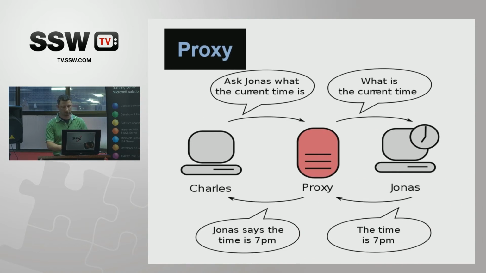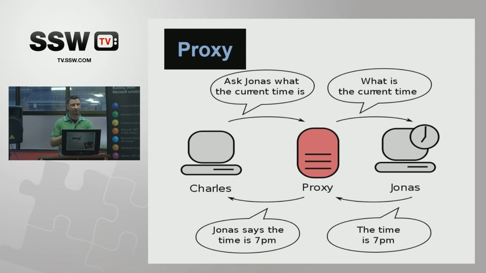All right. I'll talk more about repositories at the end when I do a quick walkthrough. So next I'm going to talk about the proxy pattern. The proxy pattern basically is where you have a class that stands in between another class and controls access to it. So in this example, Charles is asking Jonas what time it is, but he's doing it through a proxy. And when Jonas replies, he replies back through the proxy.